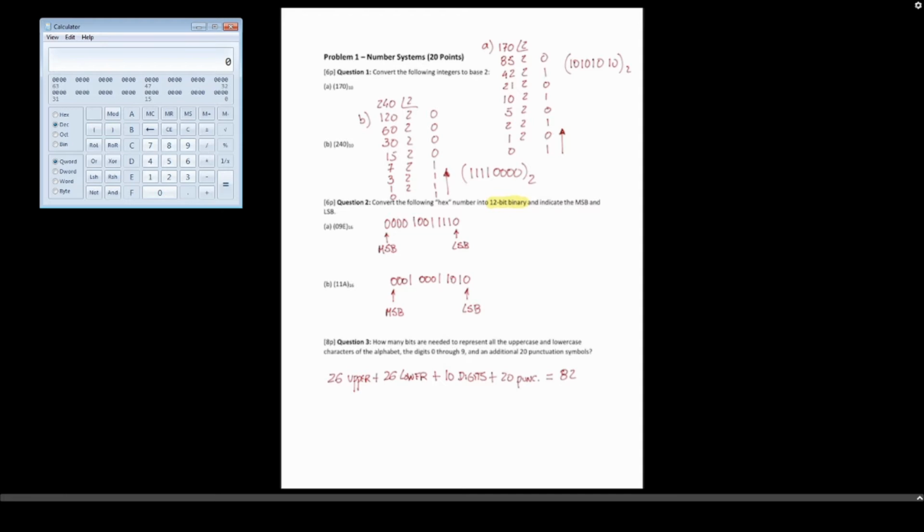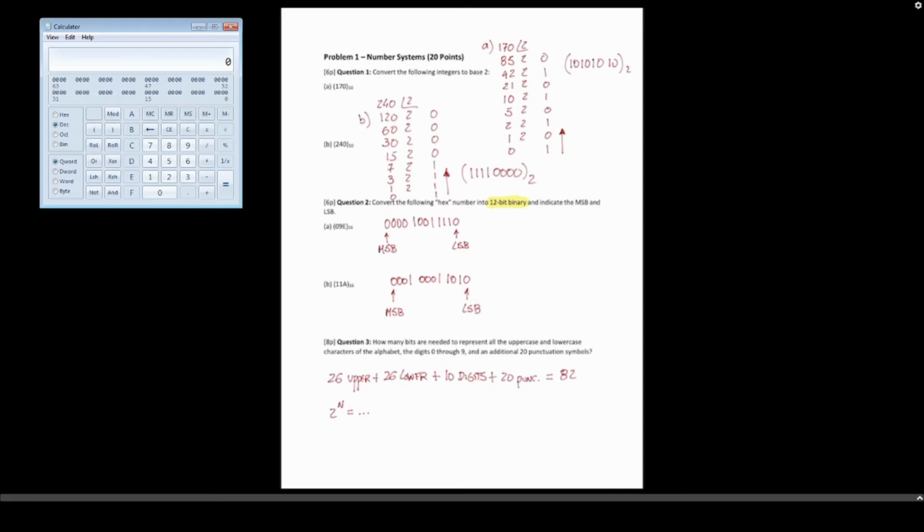So how many bits do I need now for these 82? Well, different ways of approaching this. I think the easiest way is just we know that if we do 2 to the power of the number of bits, we are going to get a number here. And as long as that number is bigger than 82, we're good to go.